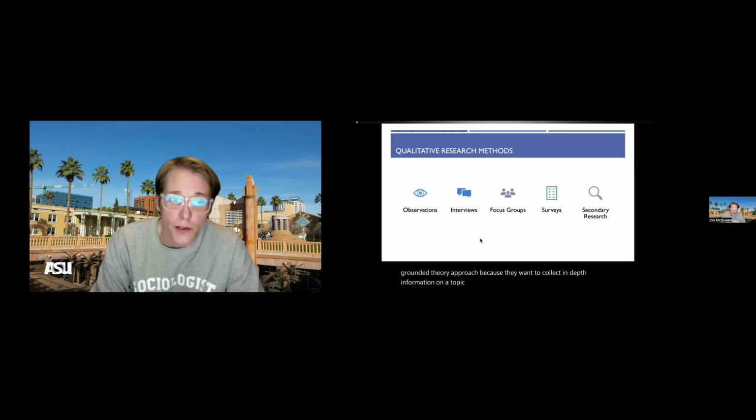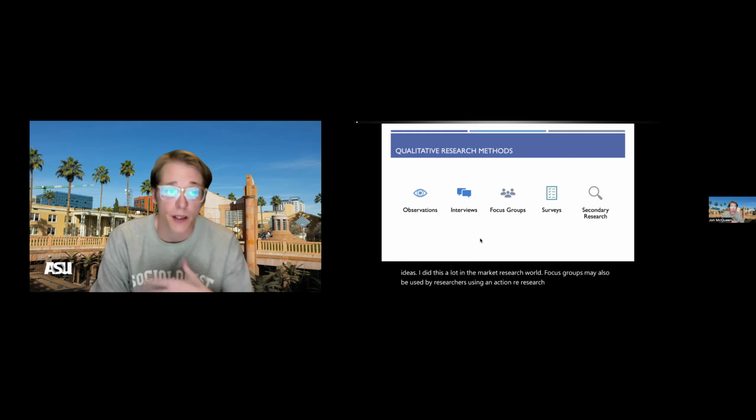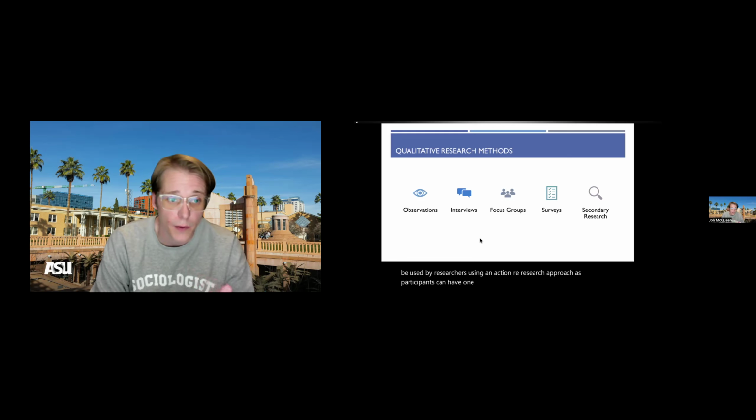Another approach is to conduct focus groups. Focus groups involve gathering a group of people and asking them questions to generate discussion amongst the group. Many companies conduct these focus groups with customers to understand what customers liked and didn't like about the products and also to give them breakthrough ideas. I did this a lot in the market research world. Focus groups may also be used by researchers using an action research approach, as participants can have group discussions to brainstorm ways to implement new practices that result in social change.